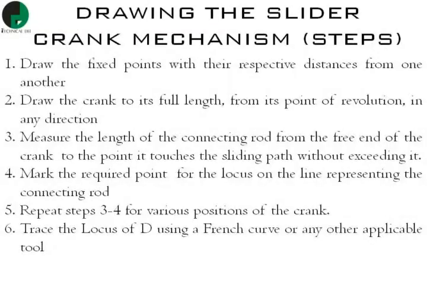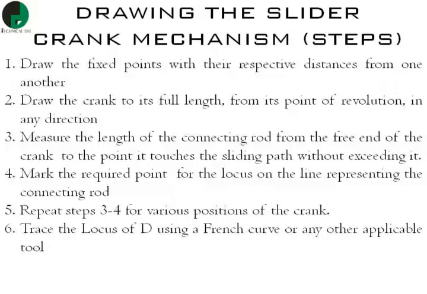Drawing the slider crank mechanism. Step 1. You draw the fixed points with their respective distances from one another. Step 2. You draw the crank to its full length, that's 30 mm based on the question, from its point of revolution, that's point B, in any direction. Step 3. You measure the length of the connecting rod, that's 100 mm, from the free end, that's point C, of the crank to the point it touches the sliding path without exceeding it.